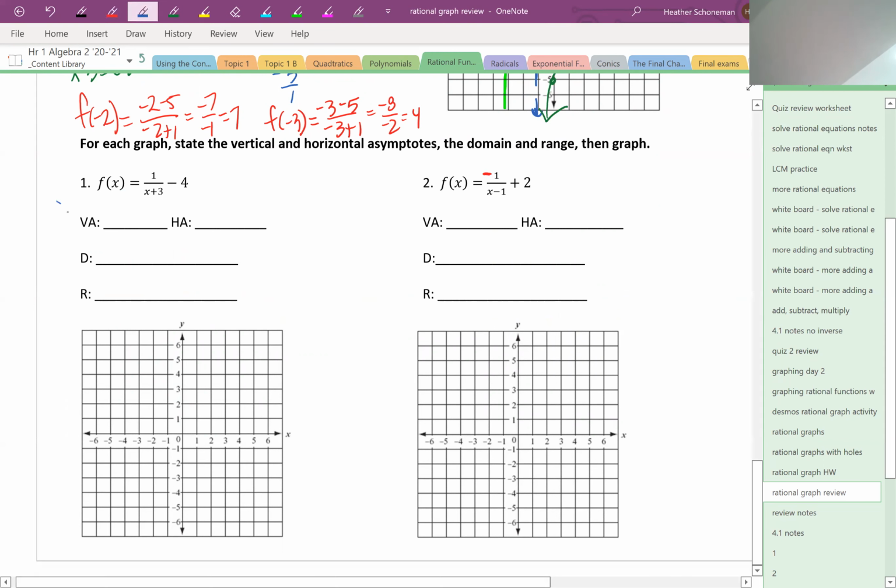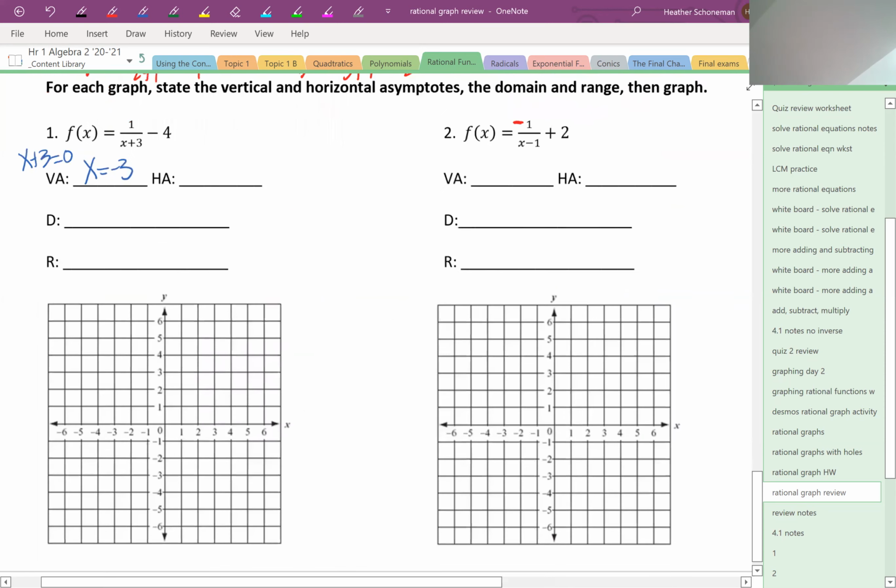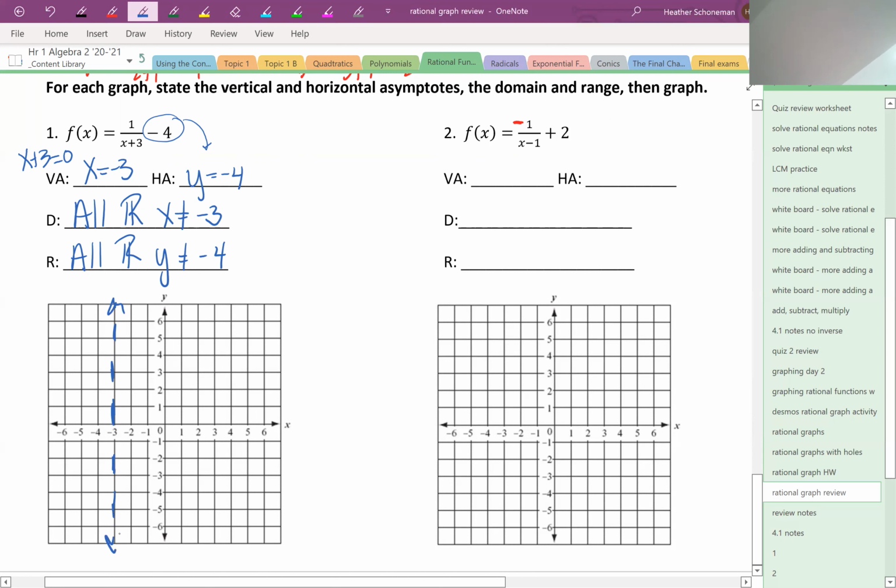So the vertical asymptote is what makes the bottom 0. Nothing new there. So we get x equals -3. The horizontal asymptote is whatever number is at the end. So it's y equals -4. The domain is all real numbers except x cannot equal -3. And the range is all real numbers except y cannot equal -4. So I'm going to have a vertical line at -3 and a horizontal line at -4. And now I'm going to use my pattern.